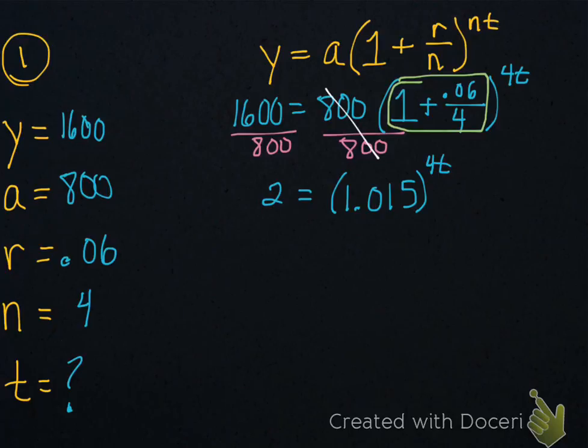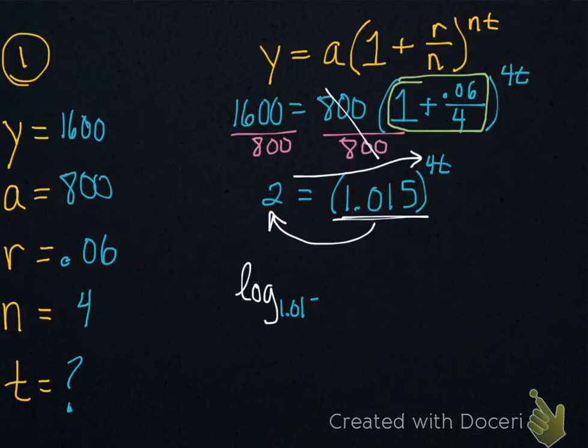Now we've got to solve it, though. How do I get rid of an exponent? Well, the opposite of an exponent is a log. Remember, we start with the base, go across the equal sign, and then set it equal to my exponent. So I'm going to have log of what? My base is 1.015 of 2, and that's equal to 4t. Now my t is almost isolated. What else would we do? We would divide by 4, right? The whole thing gets divided by 4.